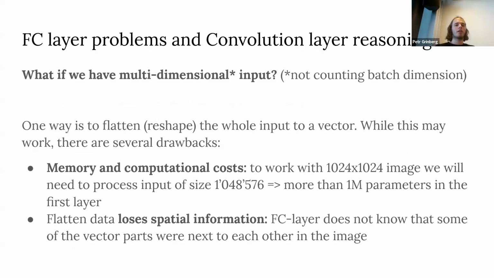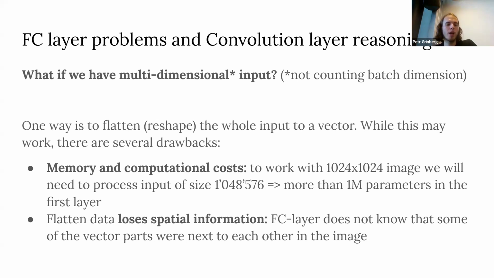Yeah, so fully connected layer has some problems. The problem is connected with what if we have multi-dimensional input. So instead of having a vector, what if you have an image, which is a matrix? How to apply a fully connected layer with a matrix? One way is to flatten or reshape the whole input to a vector. As you remember from previous seminar, and we'll have the image on the next slide, you have a matrix and you can reshape this tensor to look like a vector. So you flatten it, and then you have a vector and you can apply your fully connected layer as we discussed. But there are some problems.